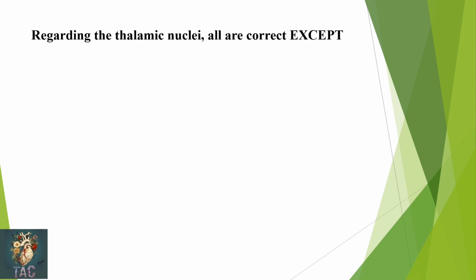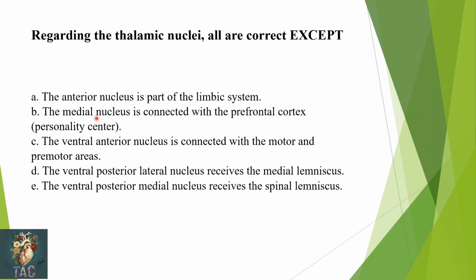Next MCQ is regarding thalamic nuclei. All are true except. The anterior nucleus is part of the limbic system, yes. The medial nucleus is connected with the prefrontal cortex, yes. It is related to the personality center. The ventral nucleus is connected with the motor and premotor cortex, yes. The ventroposterolateral nucleus, also called the VPL, receives the medial lemniscus, yes. The ventroposteromedial nucleus receives the spinal nucleus. So this is not true, and option E is the correct option in this MCQ.